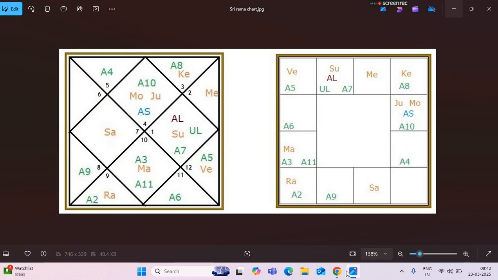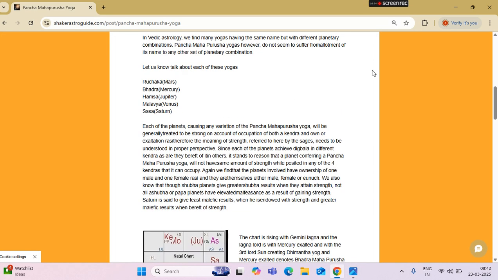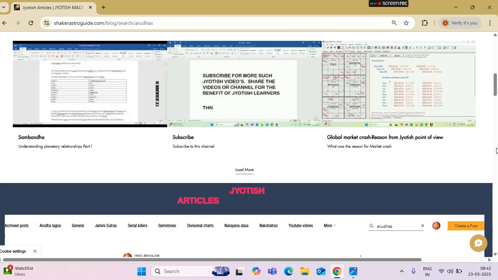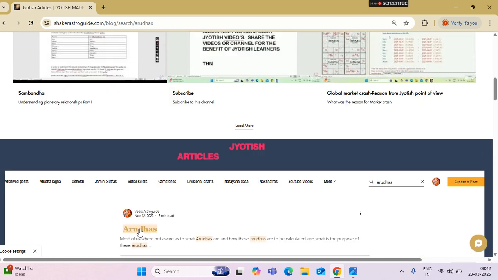Apart from that, I'm also going to show you what these Arudhas are. Arudhas are nothing but something which rises, something which we can see. Okay, that is what is called Arudhas. So I've also written about these Arudhas on this website.